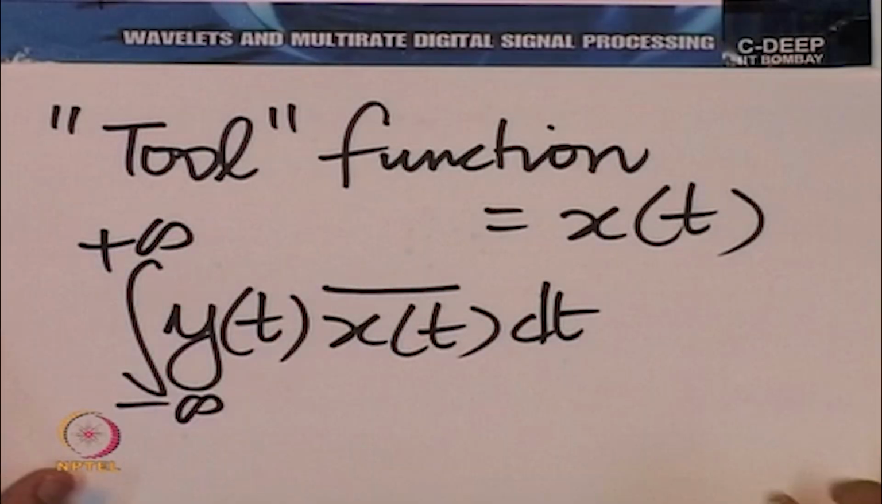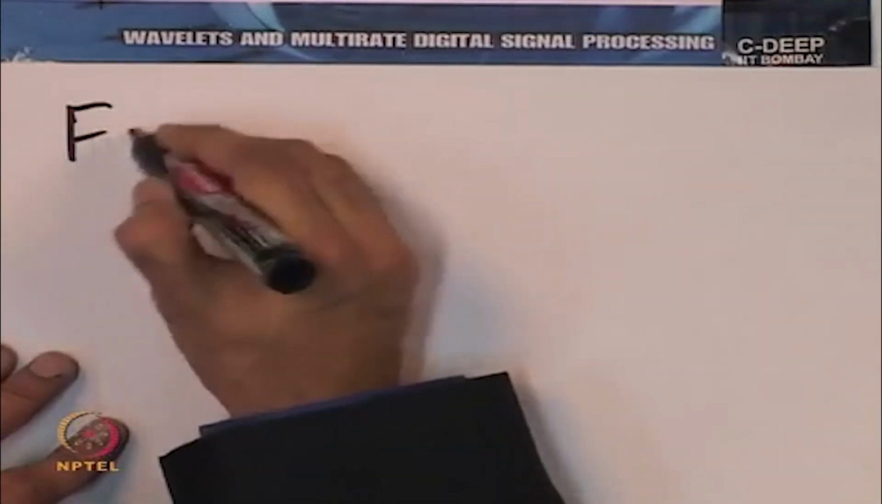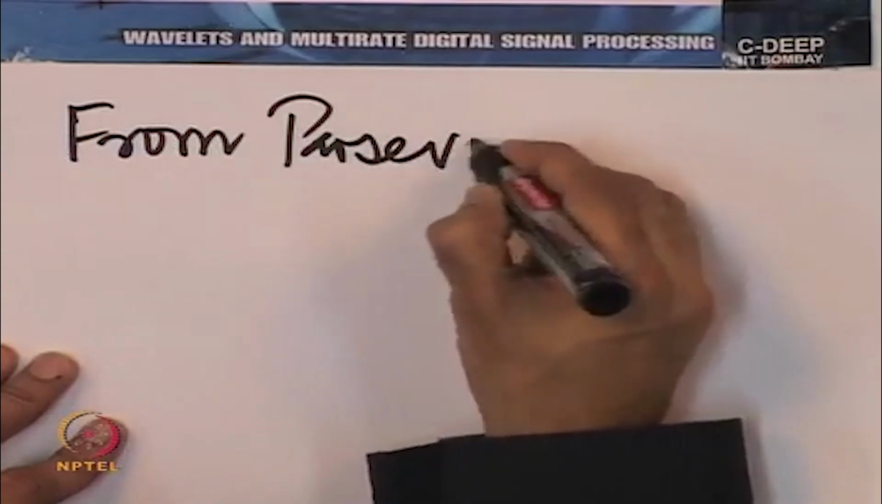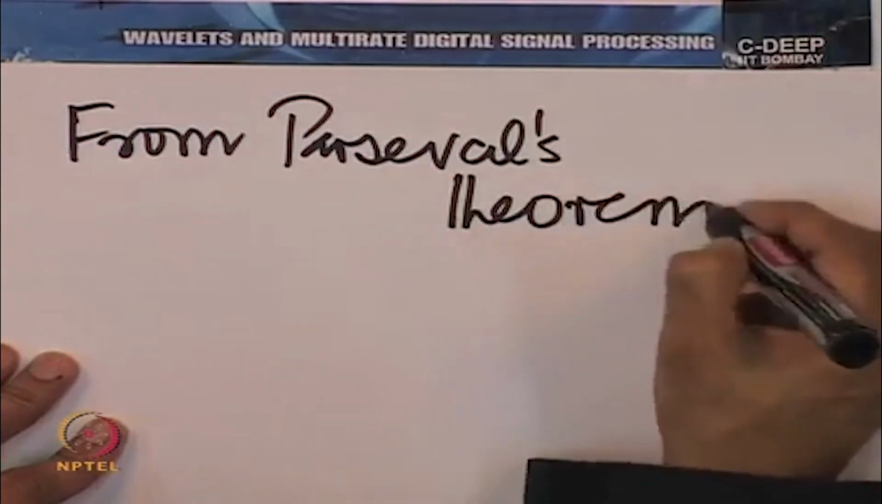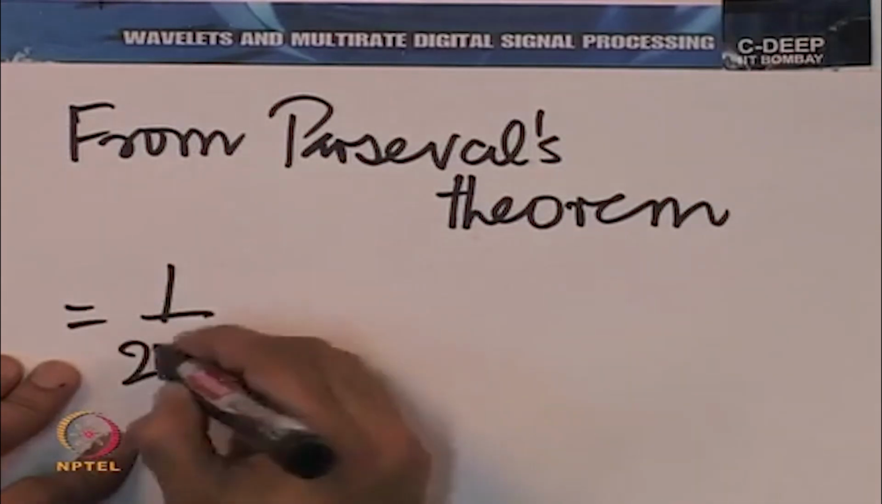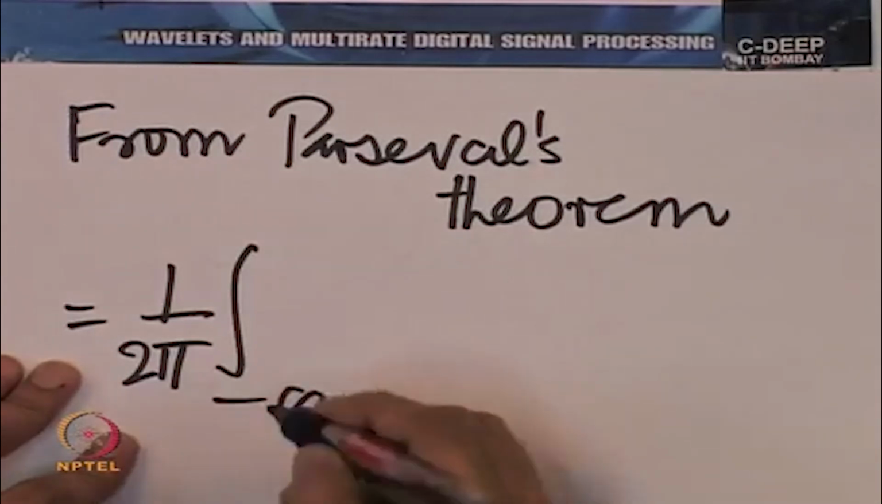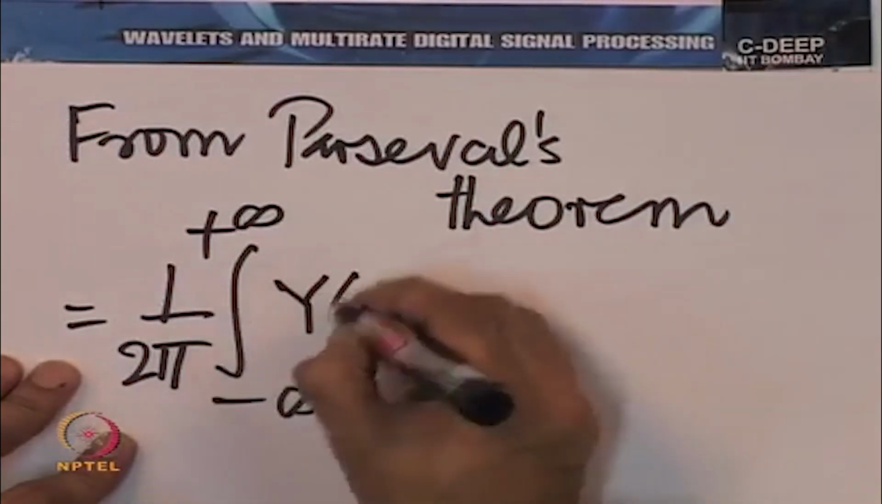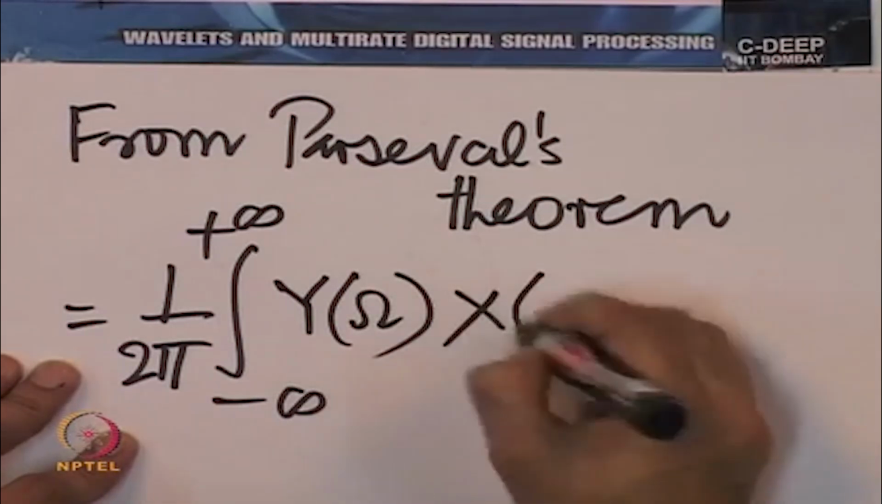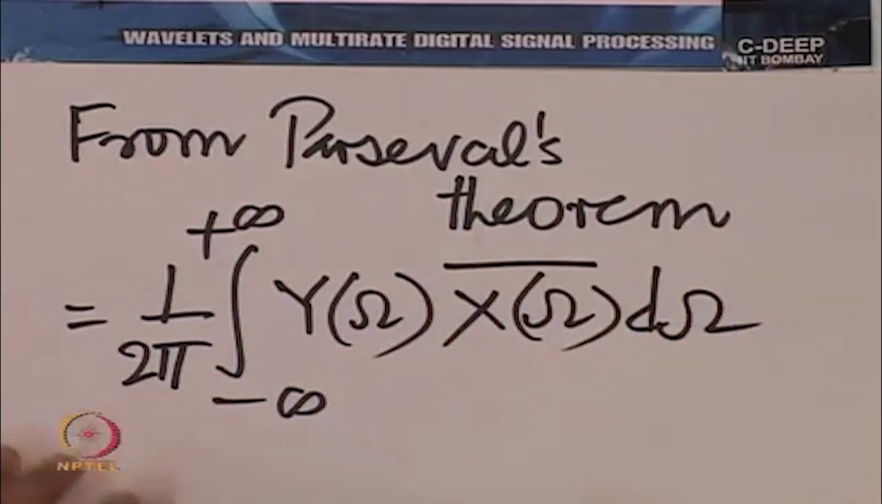then the same thing happens in the frequency domain. Parseval's theorem says this is equal to 1 by 2 pi. Do not worry about the factor 1 by 2 pi, it is essentially just a normalizing constant. The important thing is inside: Fourier transform of y, Fourier transform of x complex conjugated, integrated over omega. So, what this means physically is, if I take the projection of a function y t on such a tool function x t in time, I am doing the same projection in frequency.